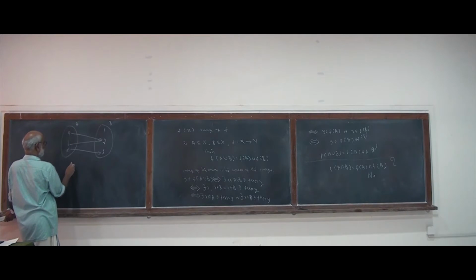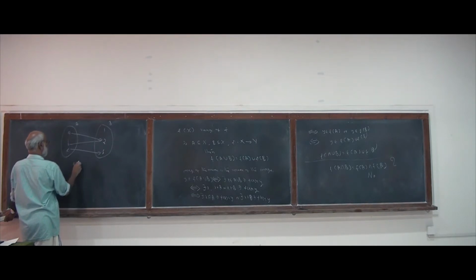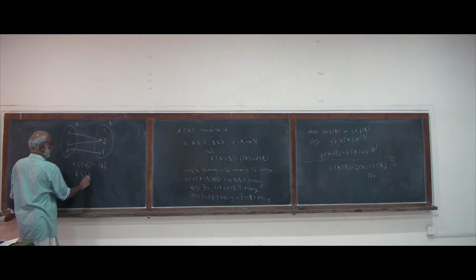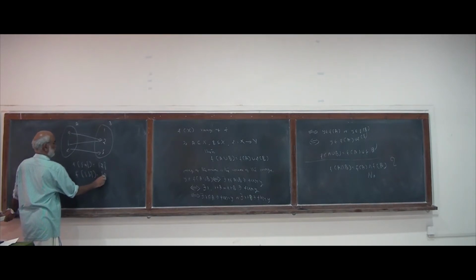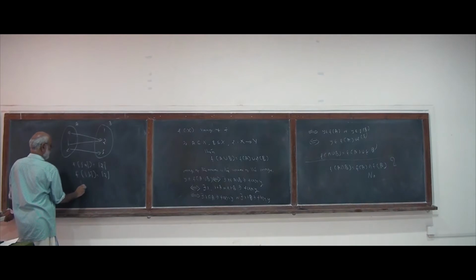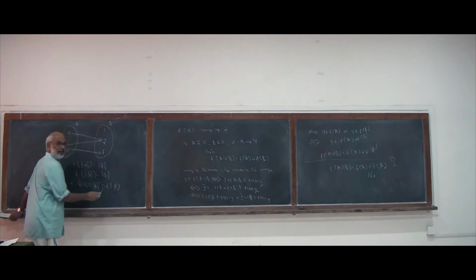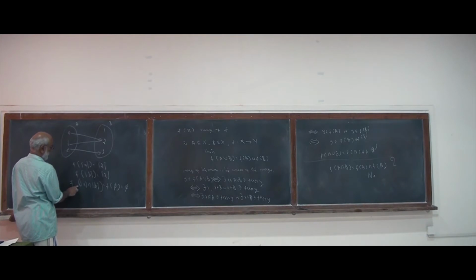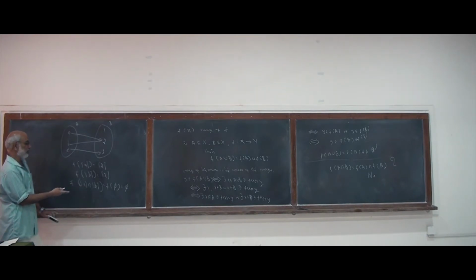Here f of singleton A is the set containing 2. F of singleton B is the set containing 2. And what is the set f of singleton A intersection f of singleton B? That is f of the empty set, and that is equal to empty. So here f of A intersection B is not the same as f of A intersection f of B.